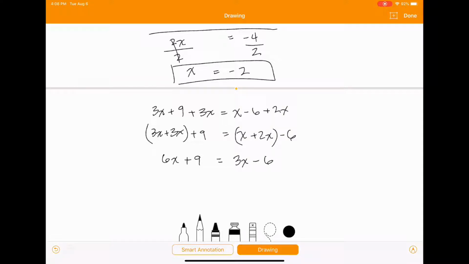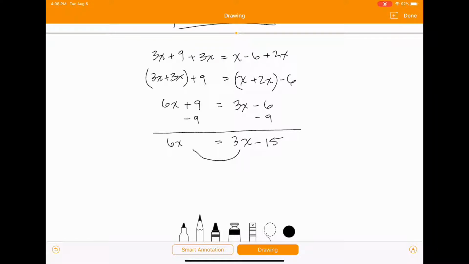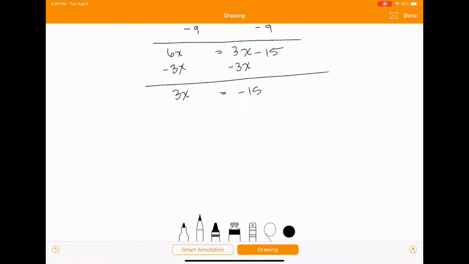So now we want to get all of our variables on one side and all of our constants on the other. So we're going to go ahead and subtract 9 from both sides. So we'll be left with 6x on the left side is equal to 3x minus 15. And then we need to get this variable over here. So we're going to go ahead and subtract 3x from both sides. So we're going to be left with 3x is equal to negative 15. And now we're at our one-step problem. So we're going to divide by 3 on both sides. Be left with x equals negative 5. And that's your answer there.